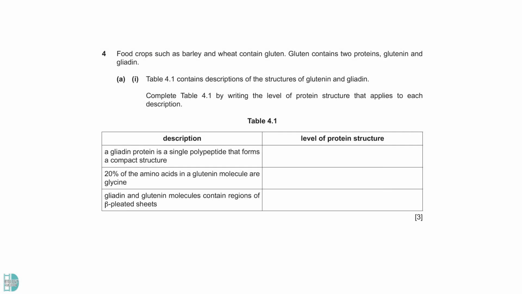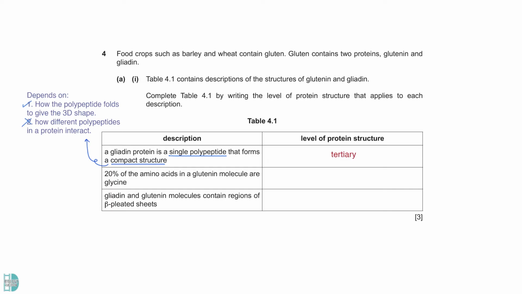Question 4 is about gluten, which contains 2 proteins. 4a wants you to match the description in the table to the level of protein structure. Whether a protein is compact depends on how the polypeptide folds to give the final 3D shape. It also relies on how different polypeptides in the protein interact. Since gliadin is a single polypeptide, the tertiary structure is the one that contributes to this feature.